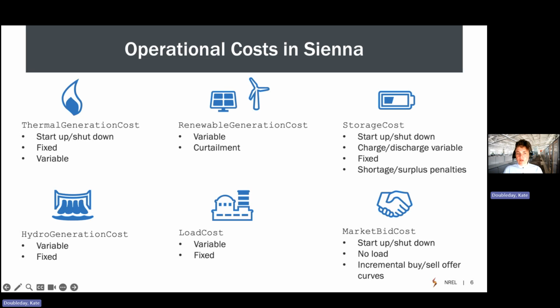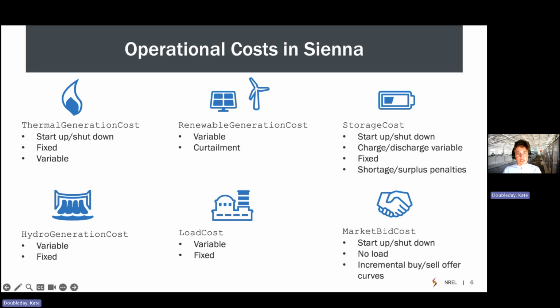It's important to note that right now the market bid cost is a little bit in flux, so there might be some changes to the structure within PowerSystems.jl in the fall of 2024. So it's also important to know that these buy and sell offer curves can be input as a time series if you have that varying over time.